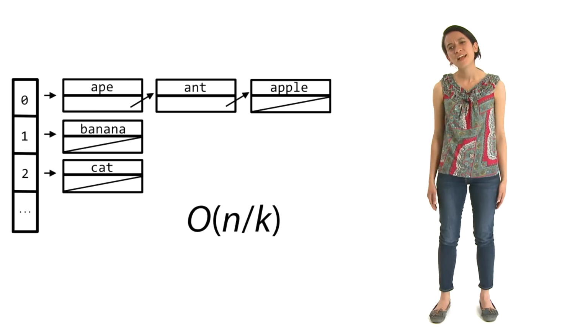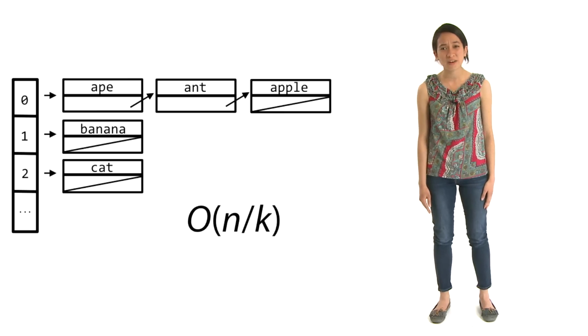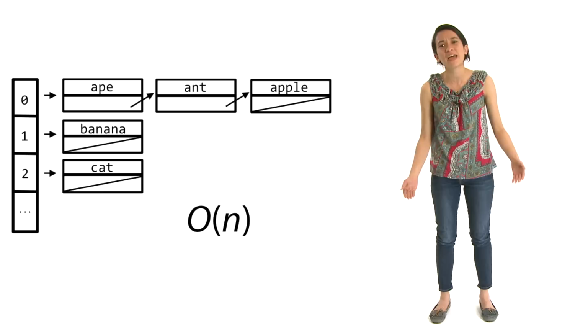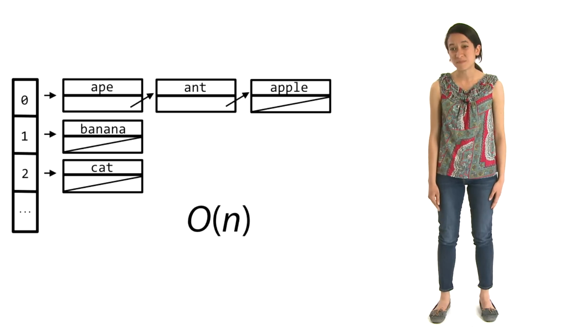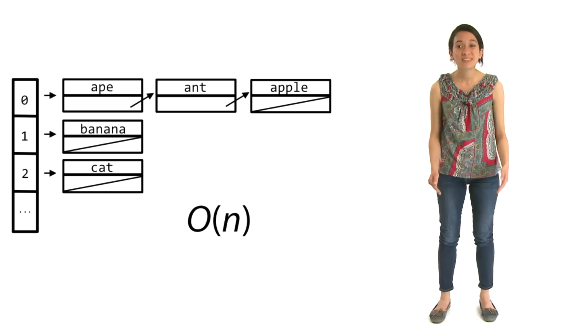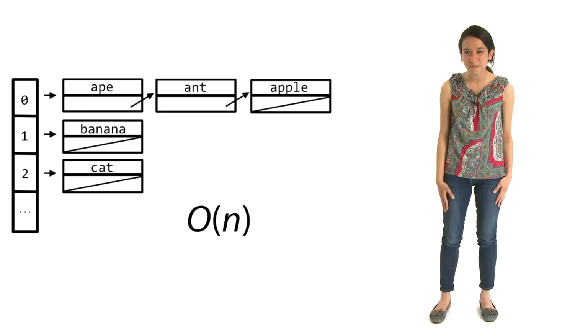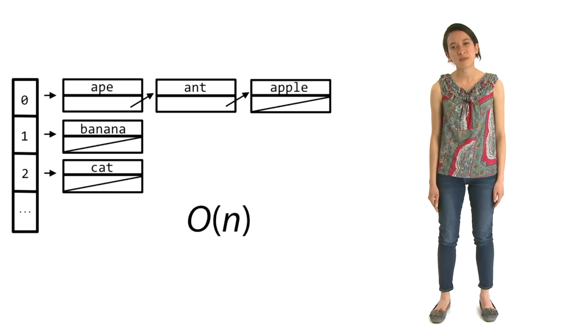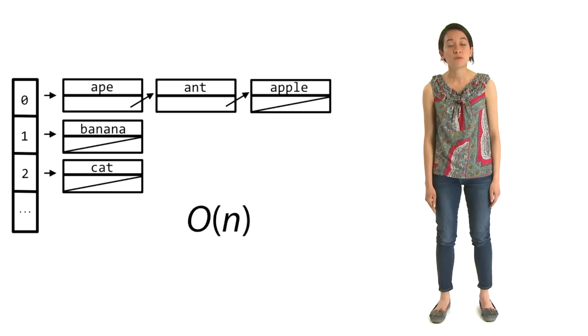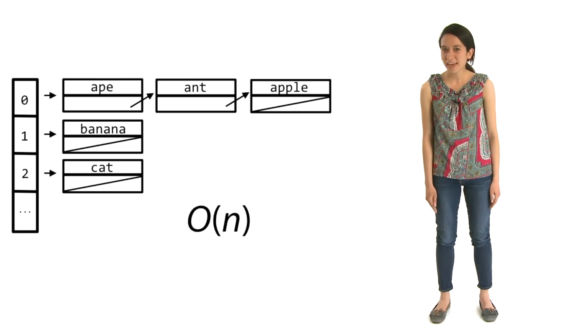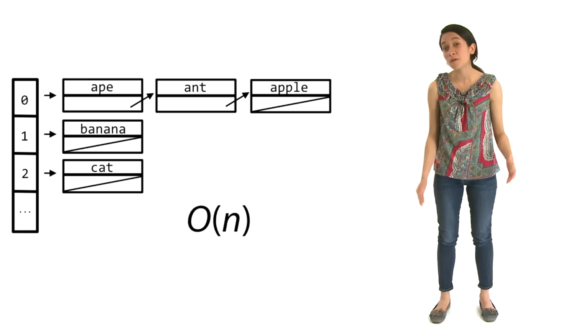Wait a second, k is a constant, so O of n over k is really just O of n, which was the worst case lookup time for a linked list. Have we really gone through all the trouble of learning about hash tables only to end up back where we started? That may be the case from a theoretical perspective, but in the real world, O of n over k could be a huge improvement over O of n.